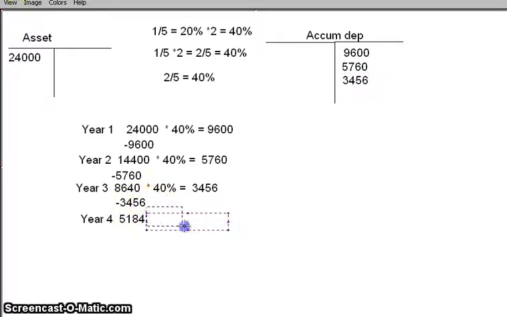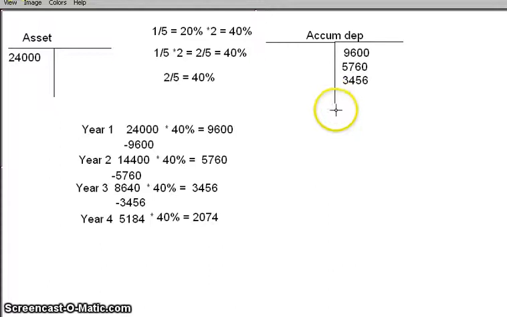Let's try that again. Can't seem to draw my boxes here. Times 40% is equal to $2,074. I'm rounding. All right, final year here.